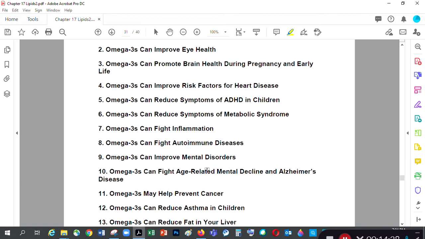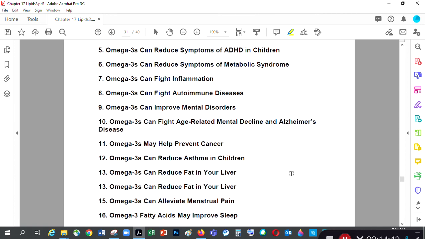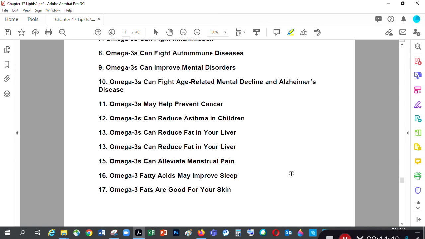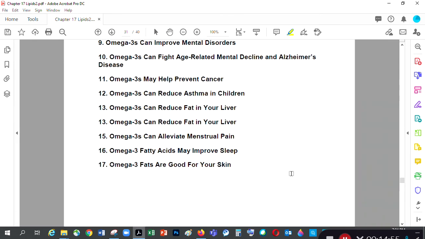Improve mental disorders, fight age-related mental decline, help prevent cancer, can reduce asthma in children, can reduce fat in the liver, can alleviate menstrual pain, can improve sleep, is good for the skin. Well, you can see this is a lot of good stuff.